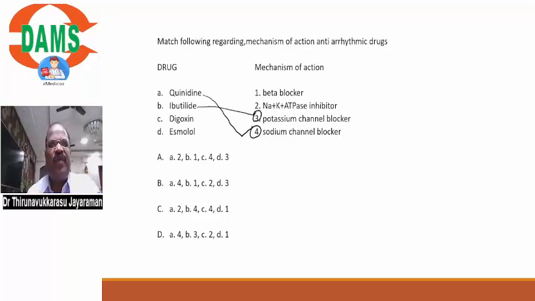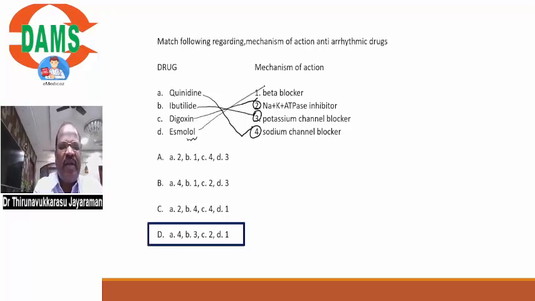Digoxin, a drug useful for heart failure, inhibits the sodium-potassium pump, which accumulates calcium and improves the force of contraction. It is useful for low output cardiac failure. So C means D. Esmolol is very simple. Any drug name ending with the suffix -lol, we know it is a beta blocker. Esmolol is a famous ultra short-acting cardioselective beta blocker. So the answer will be like this.